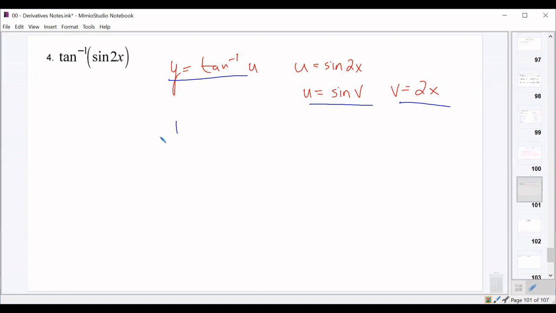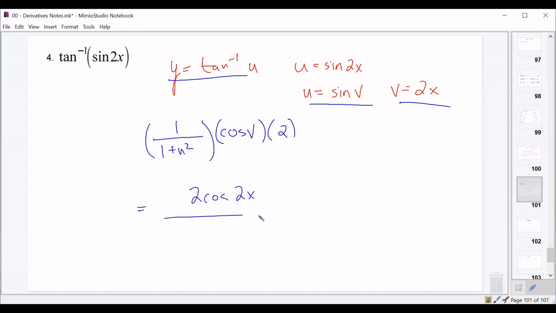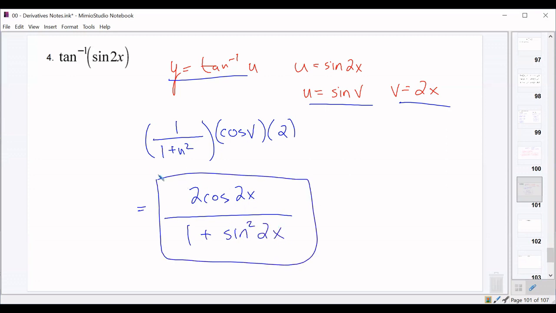dy/du is 1 over 1 plus u squared. The derivative of u with respect to v is just cosine v, and the derivative of v with respect to x is just 2. Replacing the u and the v results in 2 cosine 2x over 1 plus sine squared 2x. And that's our final derivative.